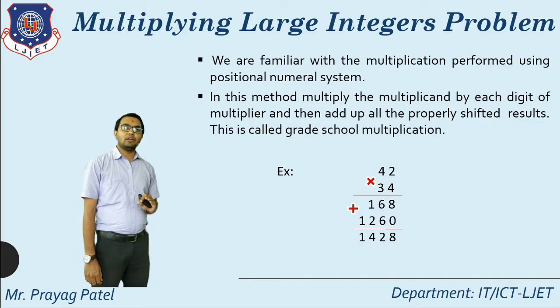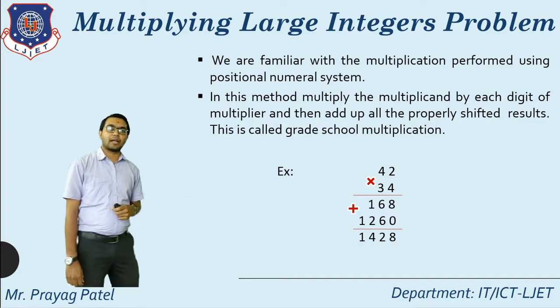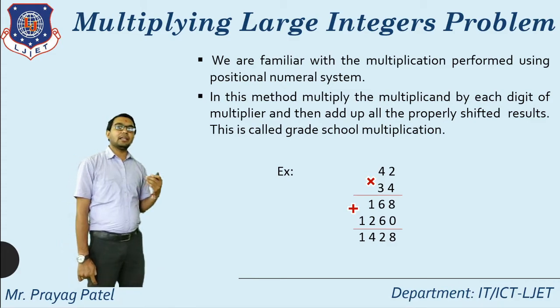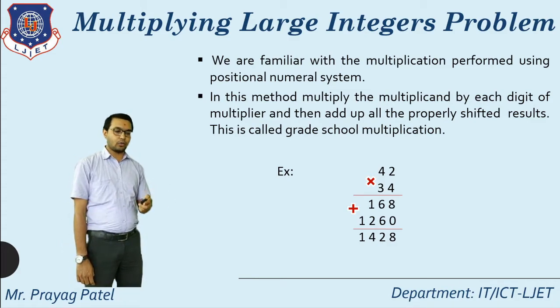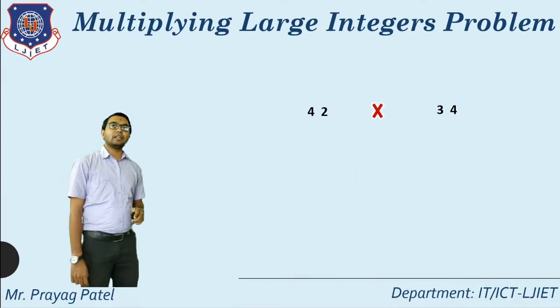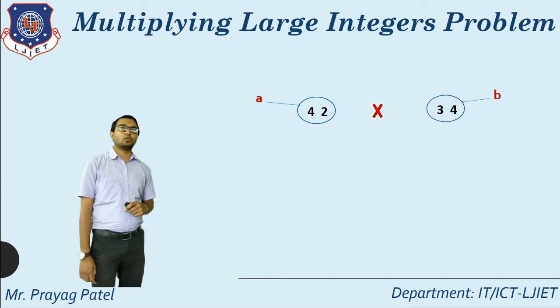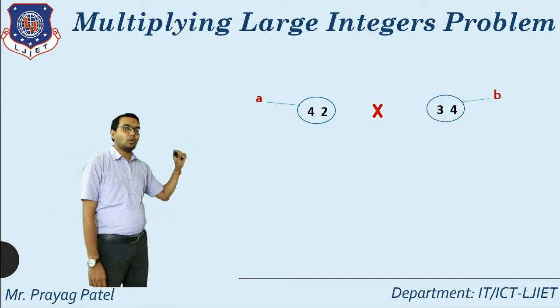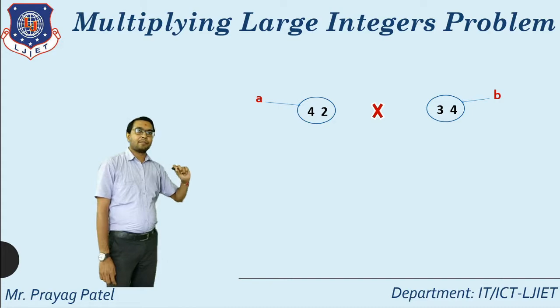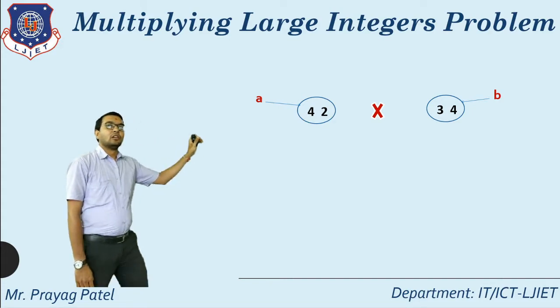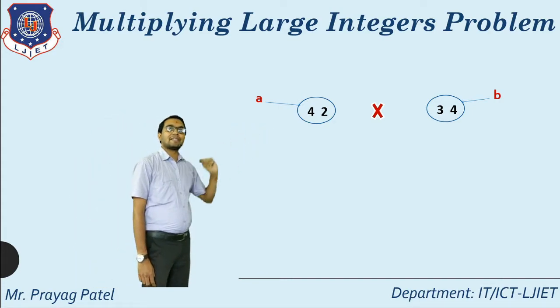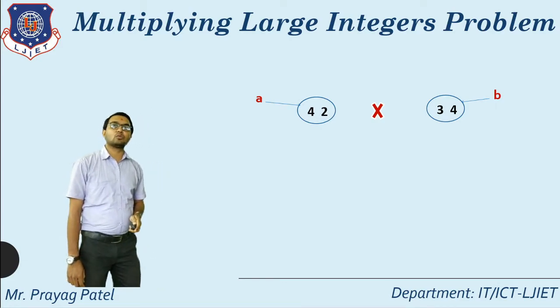In this method we do not use the divide and conquer technique. For multiplying large numbers we use the divide and conquer technique. Using divide and conquer we can multiply the numbers very easily and very fast. So here consider two numbers. The first number is 42, which we call A. The second number is 34, which we call B. Now multiply these two numbers.